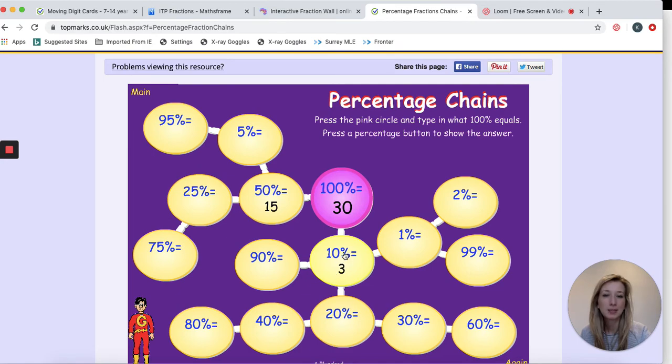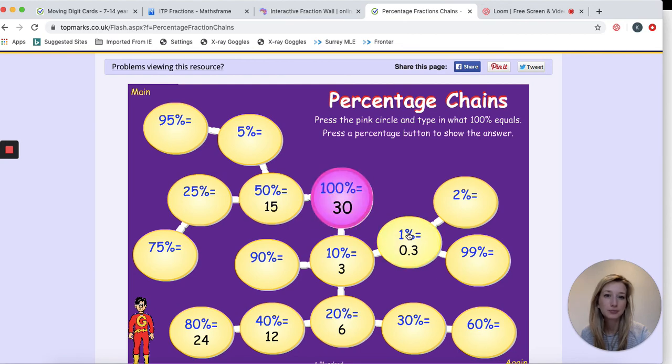And then 10% converted to 20%, I merely just have to double that, so that will be 6. And then I could double that again to get 40%, to get 12. And then I could double that again to get 24. And then 1% would be 30 divided by 100, which is 0.3. And then if I want to do 99%, I could do 100% subtract 1%.